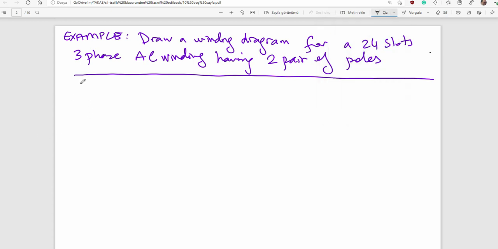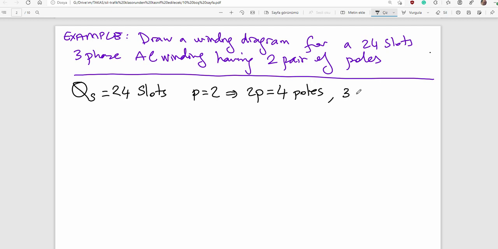And make some definitions. Number of slots in stator or armature is equal to 24 slots. Okay. Number of poles. There are two pair of poles, so number of poles are 4. And then phase number, 3 phase. Okay, concentric winding. I'm sorry. Draw a winding diagram and use lap type winding.